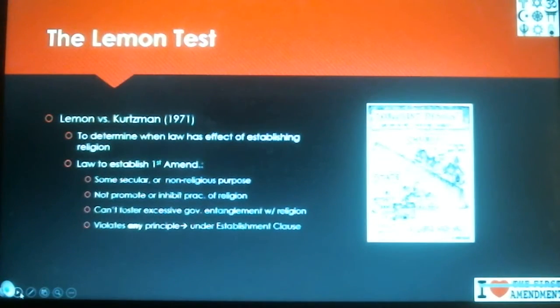The Lemon Test in 1971 from Lemon versus Kurtzman. The Lemon Test is used to determine when a law has the effect of establishing religion. In order for a law to satisfy the First Amendment, it must have some secular or non-religious purpose, must neither promote nor inhibit the practice of religion, and must not foster an excessive government entanglement with religion. If a law violates any of these principles, then it is in violation of the Establishment Clause.